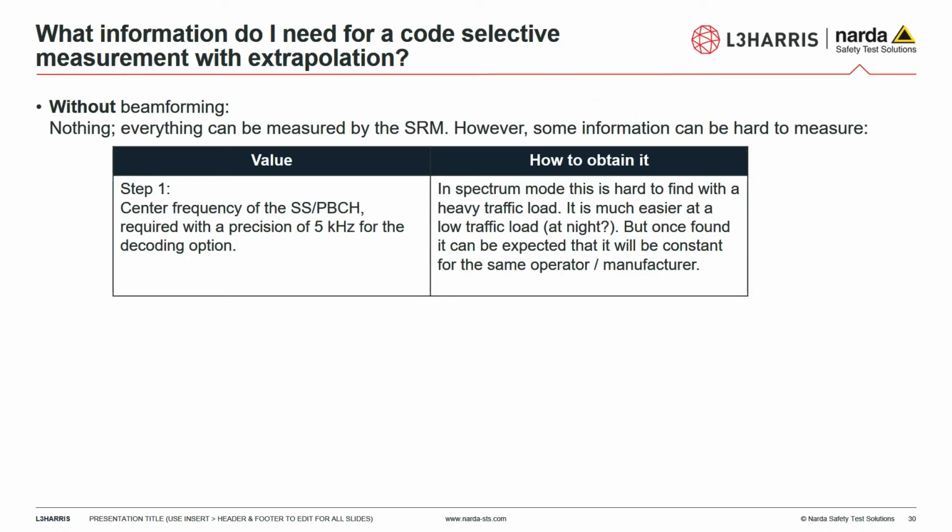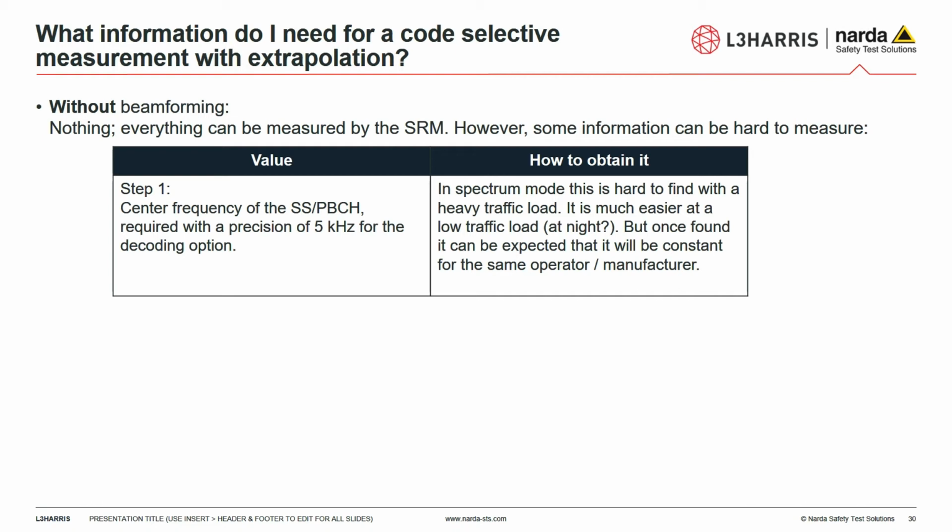What information do I need before I can make a code-selective measurement? In theory, if there is no beamforming, none. All the necessary system parameters can be measured on the spot using the SRM. However, depending on the system load condition, this measurement can be difficult. Let's therefore take a look at the parameters separately. Signaling frequency. The SRM needs this with an accuracy of 5 kHz.